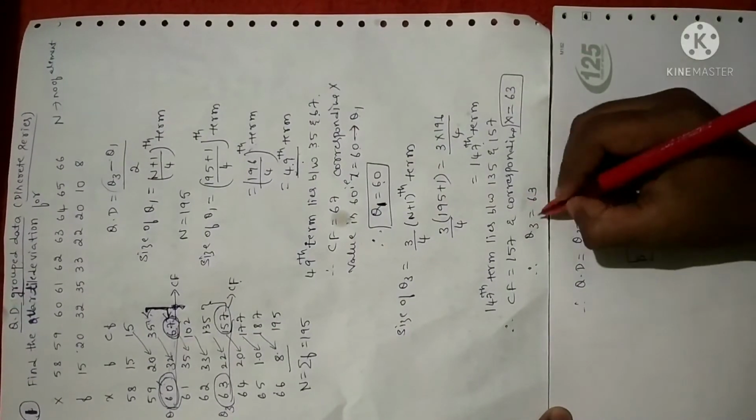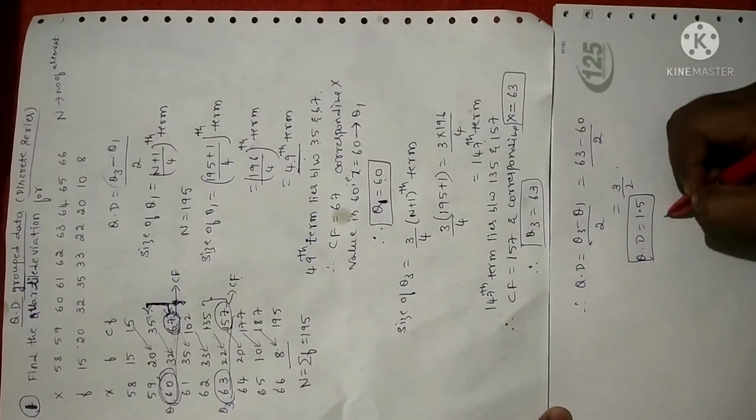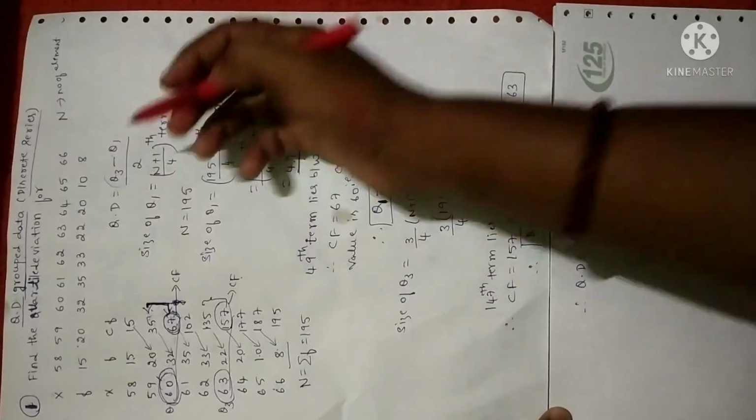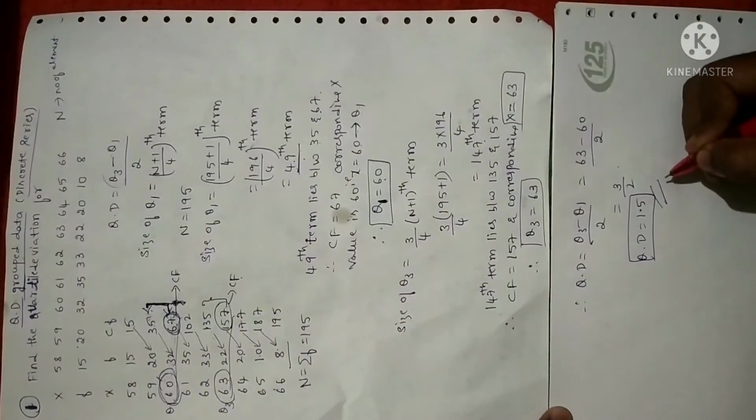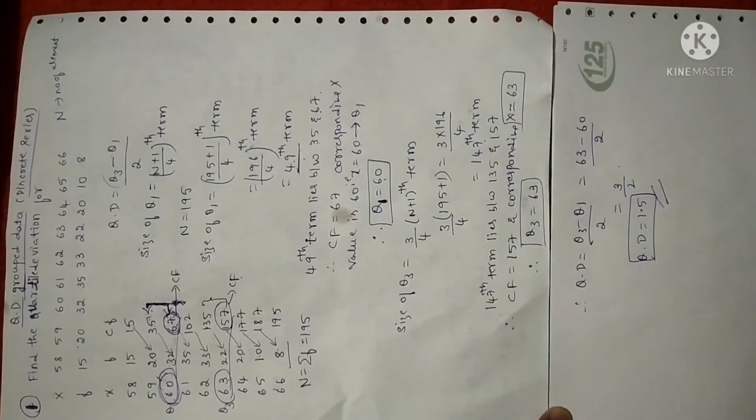So I have obtained Q1 and Q3, substitute them in the quartile deviation formula. So this is the required quartile deviation. Hope it is clear, right?